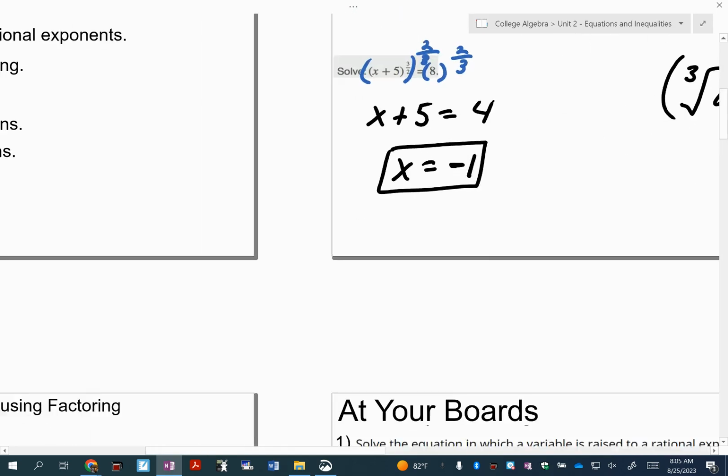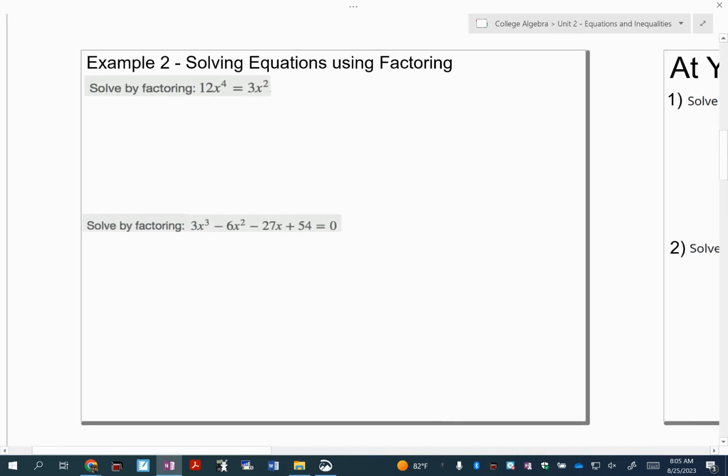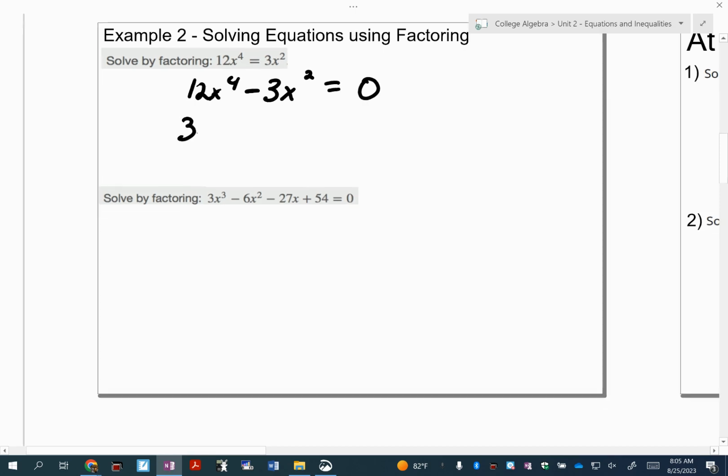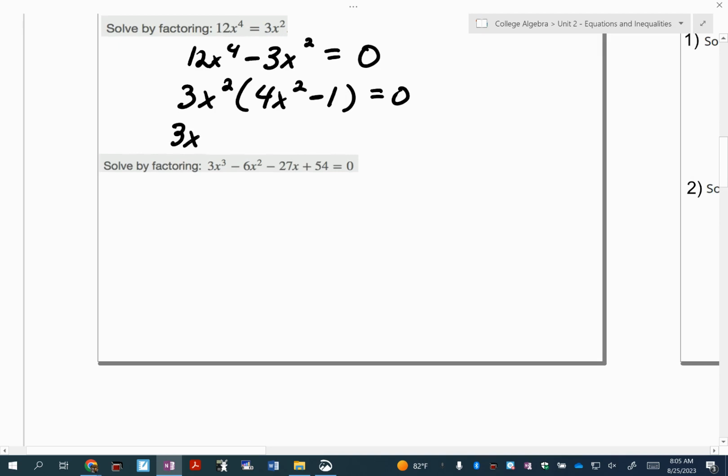All right. Let's try some other ones with factoring. There's a couple ways to do this one. I usually teach students to move everything to one side so you can set it equal to 0. So move the 3x squared to the other side so it becomes -3x squared. Then I can factor out what they have in common, which is 3x squared, which leaves me 4x squared minus 1. And this is actually an example of the difference of two squares. The square root of 4 is 2, the square root of x squared is x, and the square root of 1 is just 1. So I have 2x minus 1 and 2x plus 1.